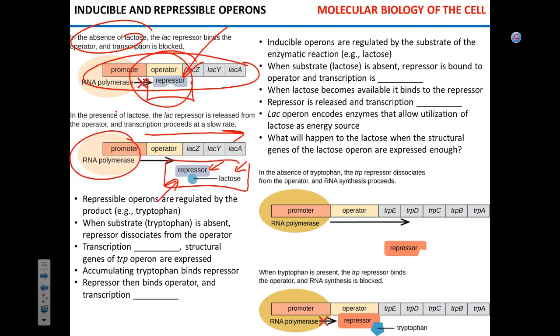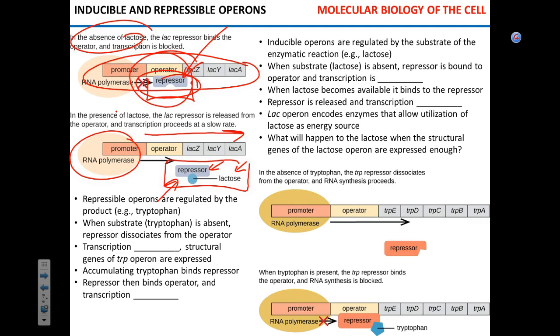Think about this. I'm a bacteria, and in the environment, there's no lactose. Do I really need to make enzymes that break down lactose if there is no lactose available? No. So I don't want to waste energy and resources on it. Lactose becomes available. It's a valuable nutritional source, okay? So lactose acts as a switch. It interacts with the repressor and removes the repressor from the DNA. And as a bacteria, I start to produce the enzymes that I need to use lactose as the nutritional source. Does that make sense so far?